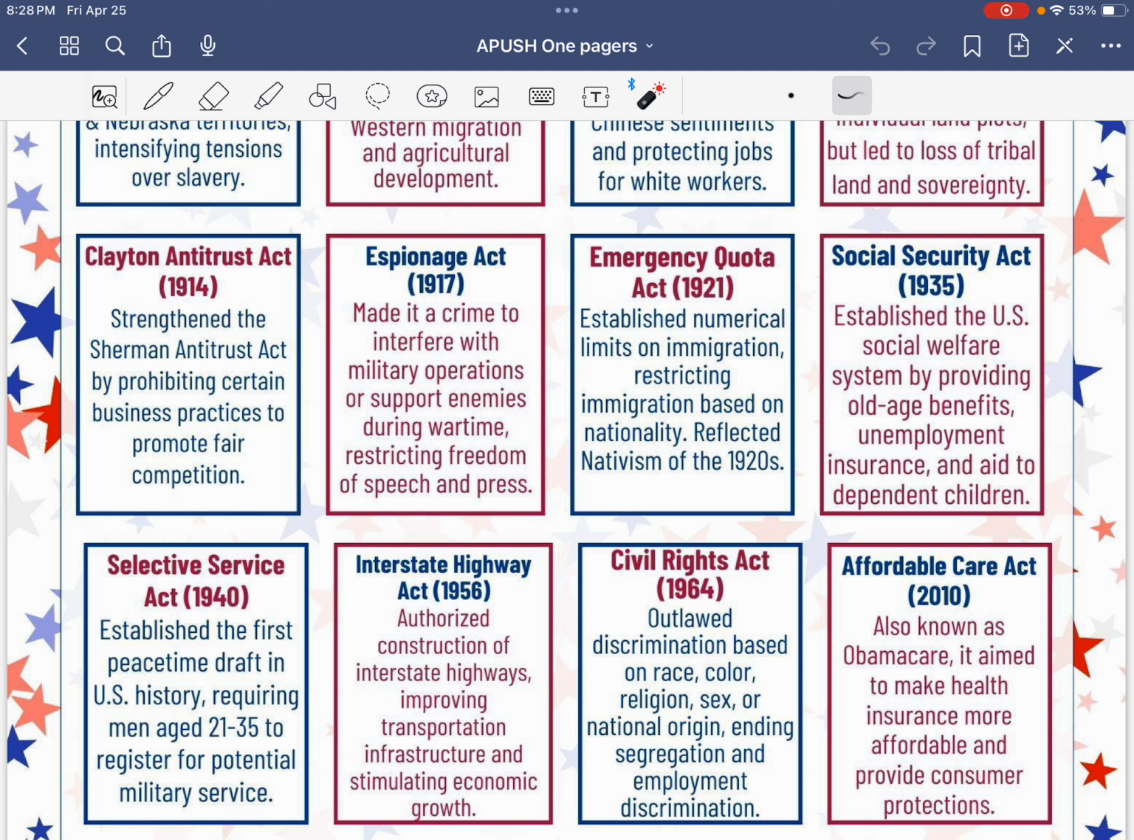progressive movement. The Espionage Act of 1917, sometimes put with the Sedition Act, the Espionage and Sedition Act. This is during World War I against Germany. The Espionage Act made it illegal to support America's enemies during wartime. It was used to silence some freedom of speech, some dissent, specifically in regards to Schenck versus the United States, which we'll get to in a later Supreme Court case video.